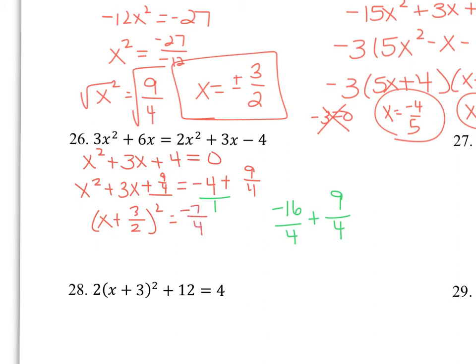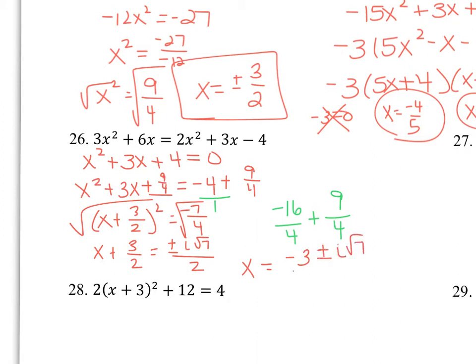Now I'm going to square root that. Notice it's going to be an imaginary number because I have a negative square root. So x plus 3 over 2 equals plus or minus i rad 7 over 2. Now I'm going to subtract 3/2 to the other side. So I have x equals negative 3 plus or minus i rad 7 over 2. And I'm done.